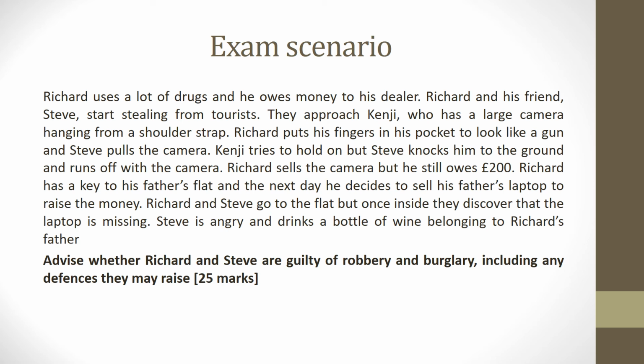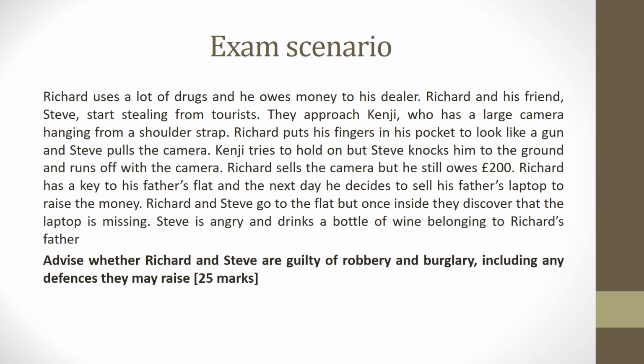So the appropriation, you could argue, occurs when Steve pulls the camera. The camera is property. It clearly belongs to Kenji, the tourist. Are they being dishonest? Well, they need money because Richard owes money to his dealer. So clearly there is some element of dishonesty there. They want to steal money. They're taking money from tourists, and Kenji in particular. So objectively, this would be seen as dishonest conduct.